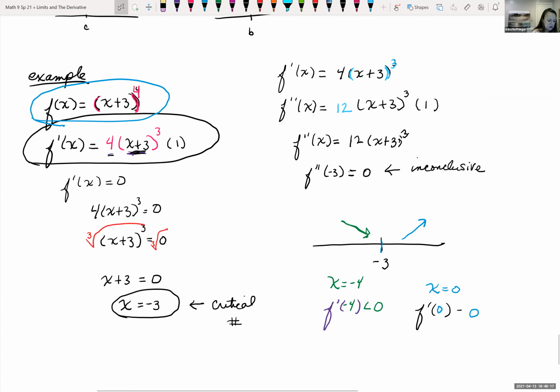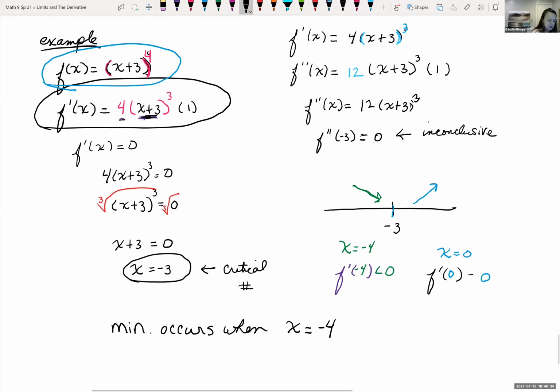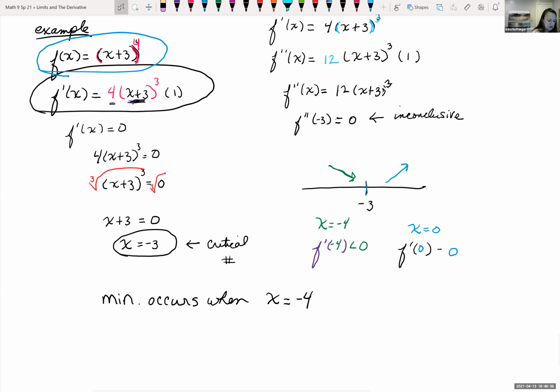So a min occurs when x equals -4. But to find that minimum value, we have to go back in and plug that into our original. I'm sorry, not -4. I don't know why I said that. Probably because I saw the -4 there. It occurs when x is -3.